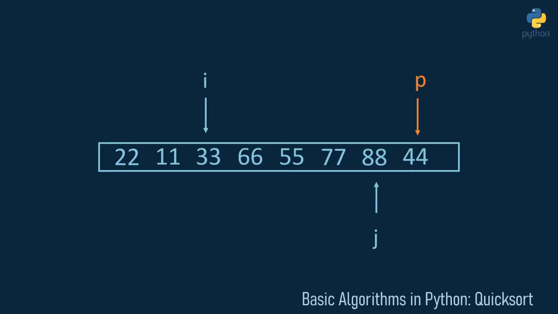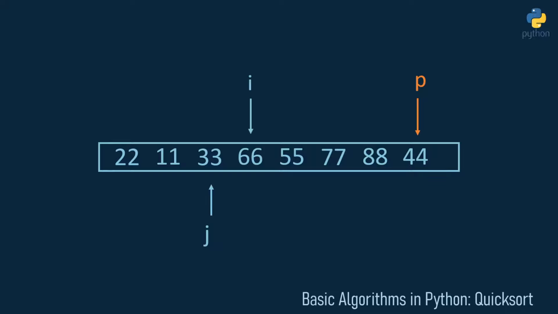And now this procedure starts again. i looks for an element that's bigger than 44. So i looks at the 66 next and sees that it's bigger than 44 and stops here. j sees that 88 is bigger than 44, so it moves left. 77 is bigger than 44, it moves left. 55 is bigger than 44, it moves left. At the 66, it moves left. And now it has found the 33.